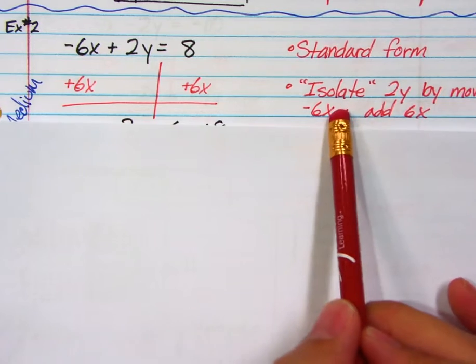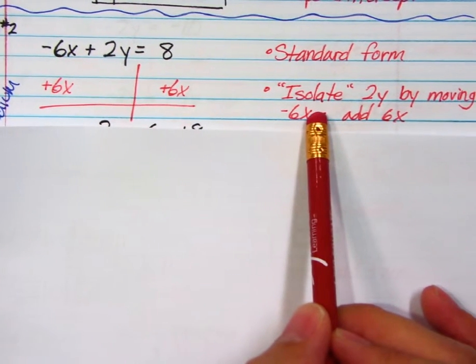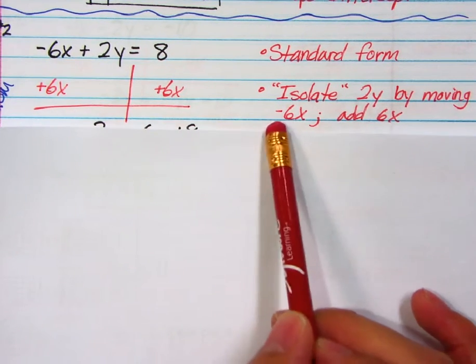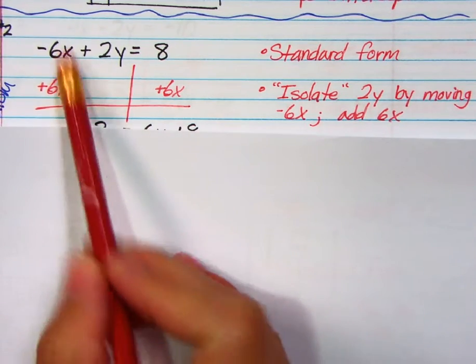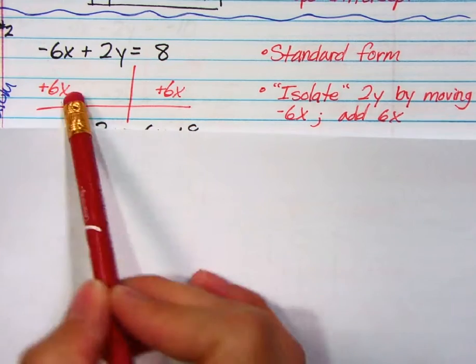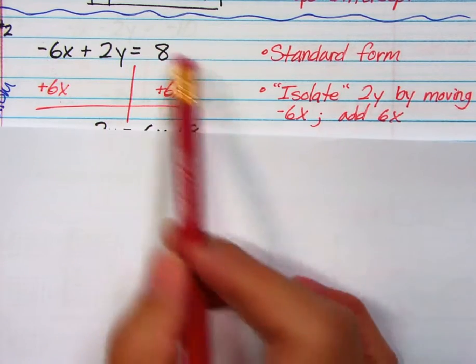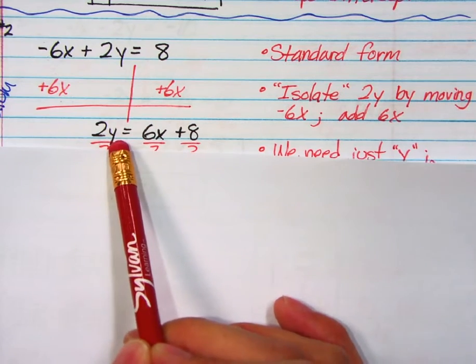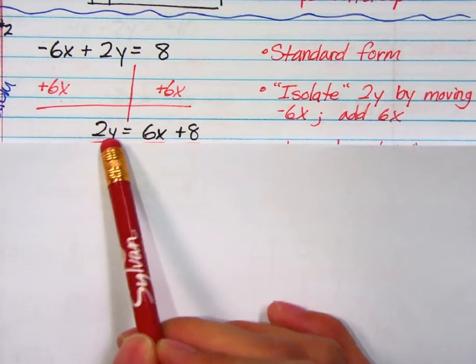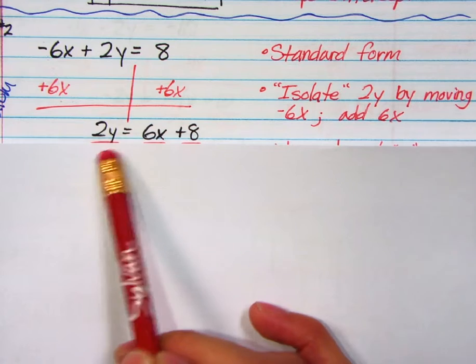I use the word isolate. Isolate the 2y. Get it by itself by moving the -6x. And how do we do that? We add 6x. So that goes away. You can, in essence, just cross those out if you wanted to in your notes. These two cannot be combined, so I write them separately. And the 2y, I just write 2y. Okay? But so far, I've gotten the first step done, but it doesn't just say y here.